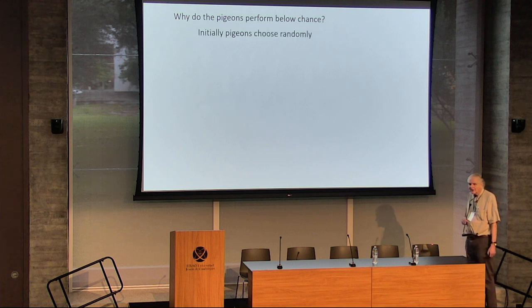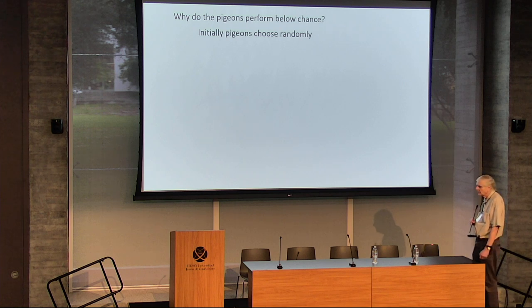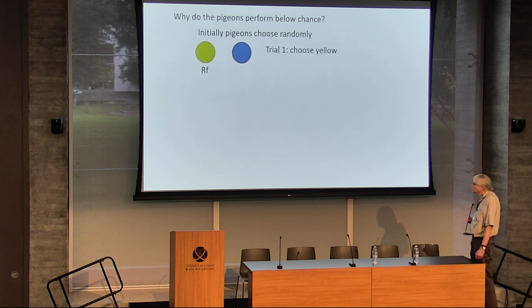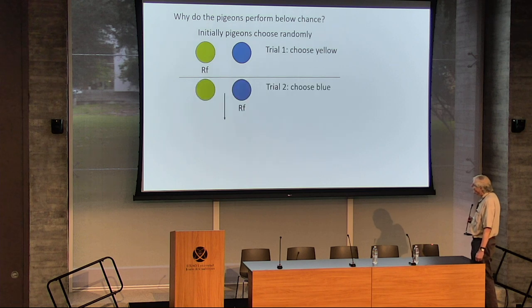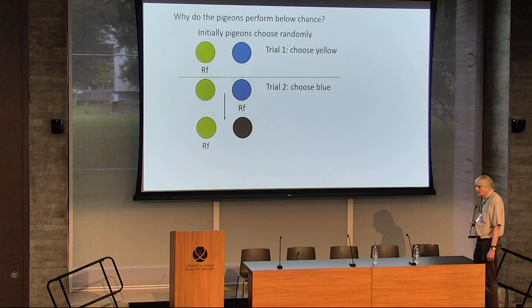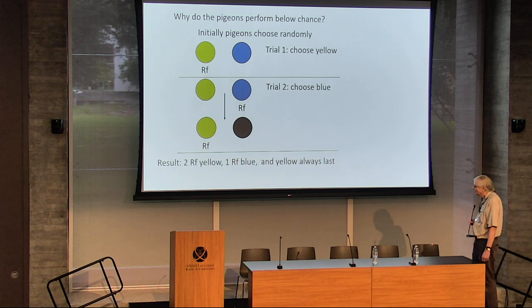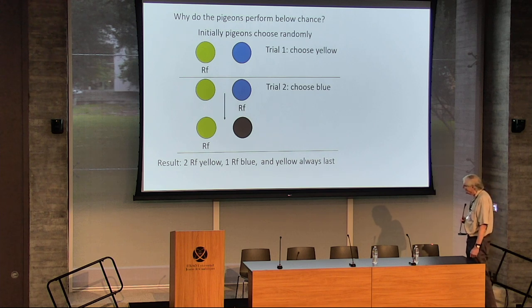We reasoned that what might be involved is that initially they choose randomly before they know about the consequences of their choice. And so on trial one, let's say the pigeon chooses yellow and the trial is over, and the pigeon then chooses blue, and then it gets to respond to the yellow as well. And if you look at the accumulation, these are just random trials before the animal learns anything, but on these two trials, there are two reinforcements for yellow, one reinforcement for blue.